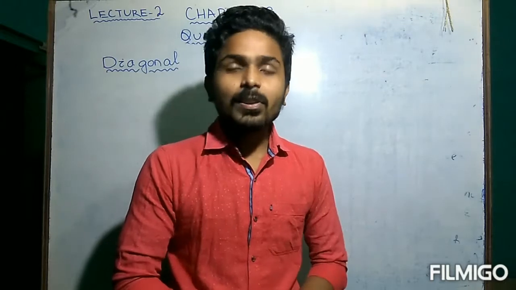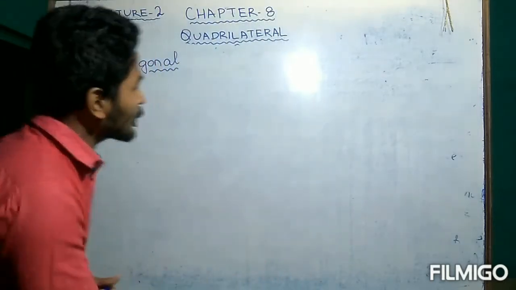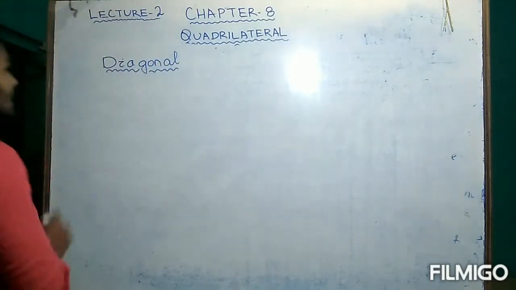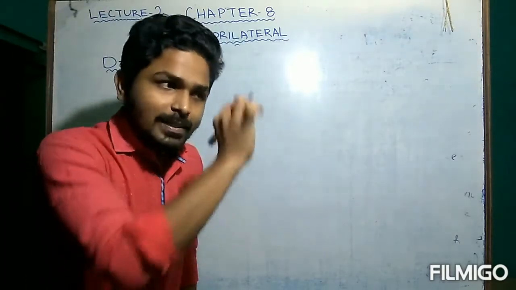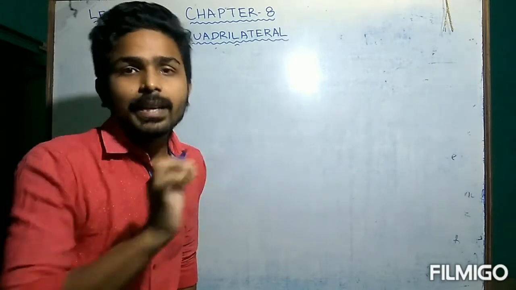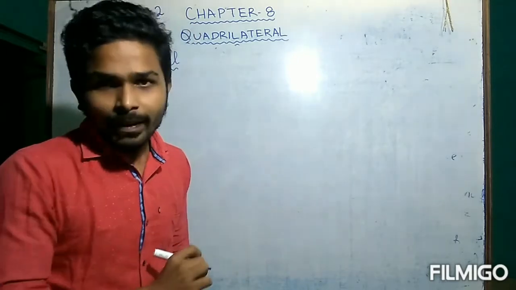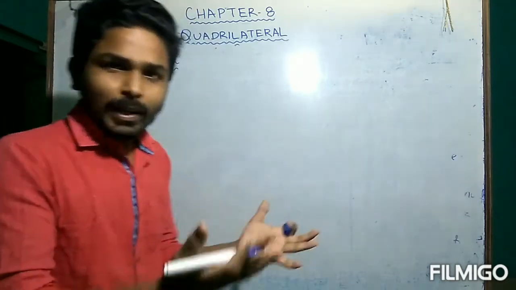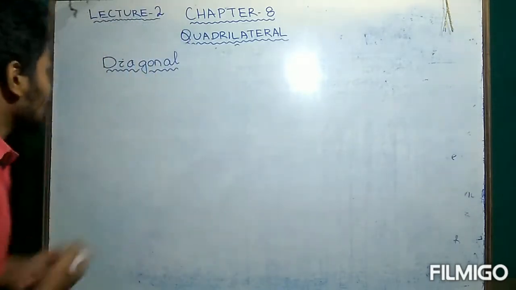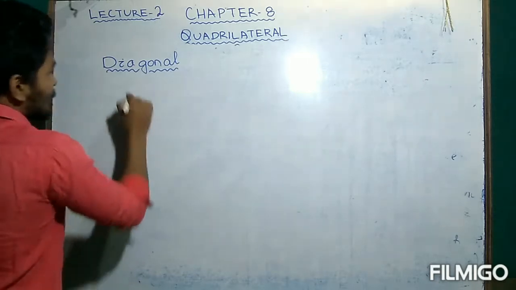So let us first understand what a diagonal is for a polygon. A diagonal is a straight line which joins two non-consecutive vertices. We already know what non-consecutive vertices are, so let us write the definition first.